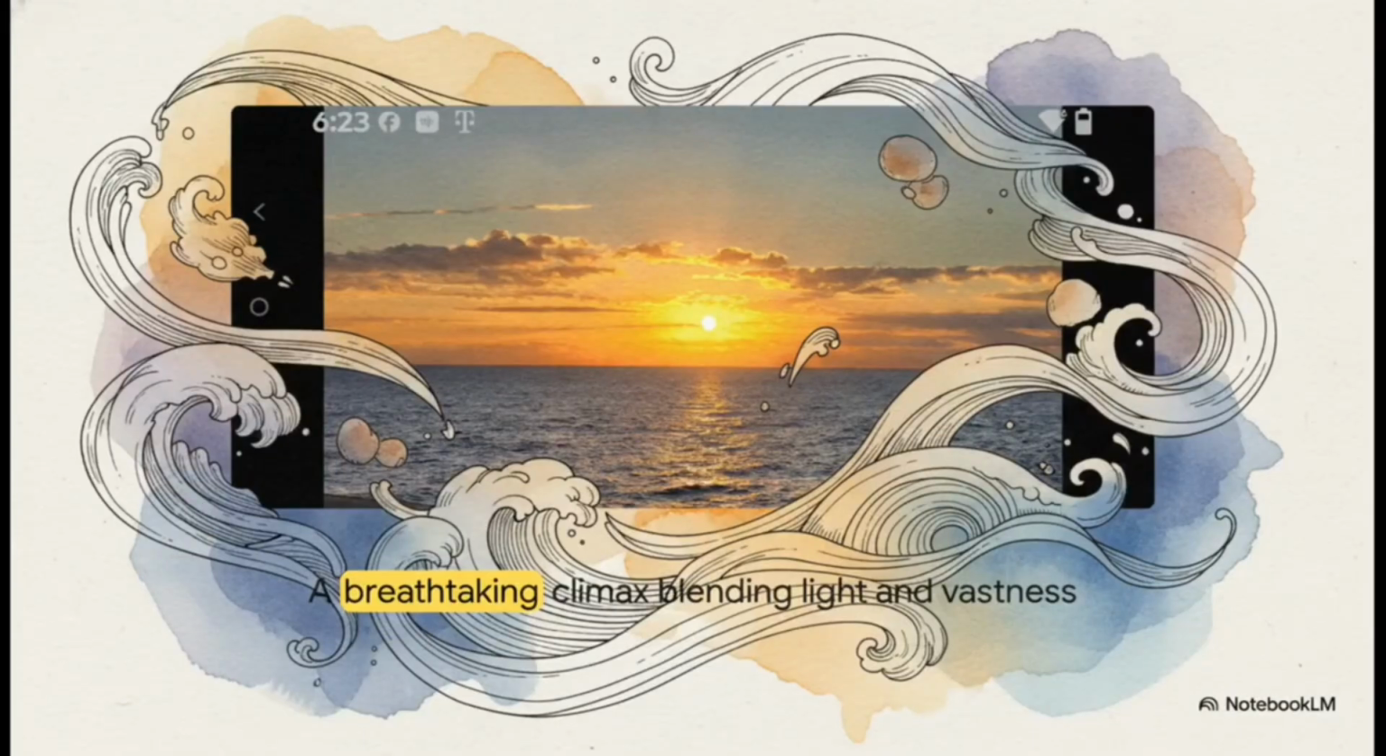Let's just let this linger for a moment. A golden sun sinking over endless, shimmering water. It really is a breathtaking visual climax to our gallery tour today. It seamlessly blends light, vastness, and overwhelming beauty. It's pretty much the ultimate visual representation of something far, far greater than ourselves.